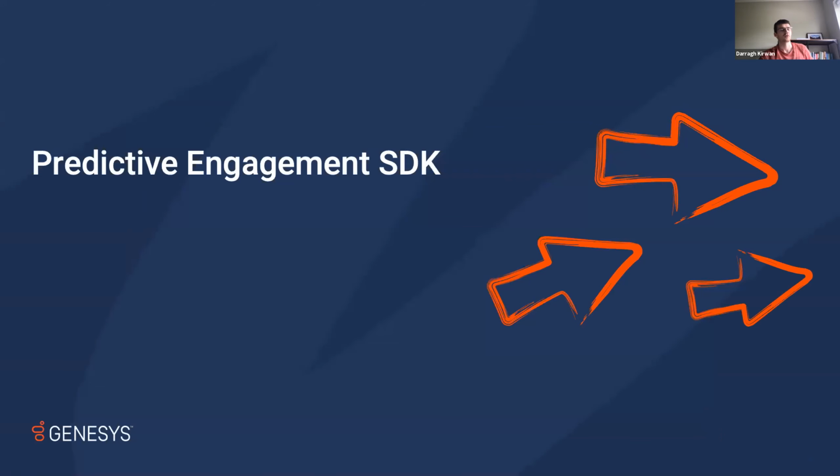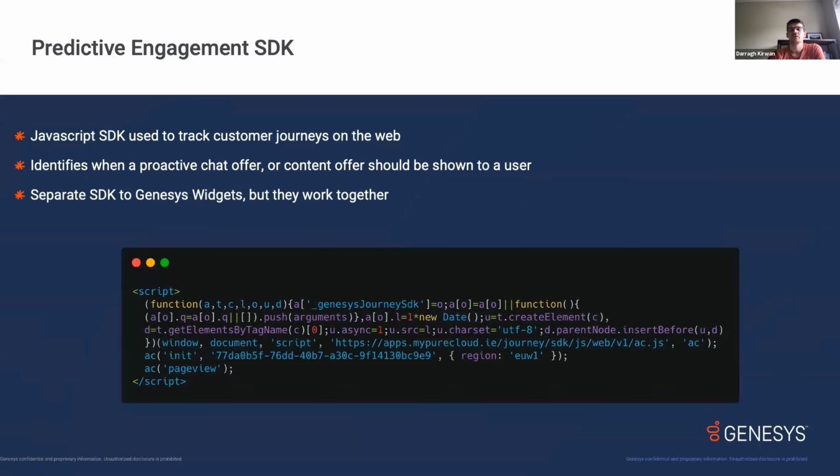I'm going to get into some of the code now and talk about our SDK. We've got a JavaScript SDK that's used to track customer journeys across the web. Predictive Engagement is a product that came through an acquisition about 3 years ago from a company called AltoCloud. So you still see some references to that here, if you're wondering why it's AC and all that. That's where that came from.